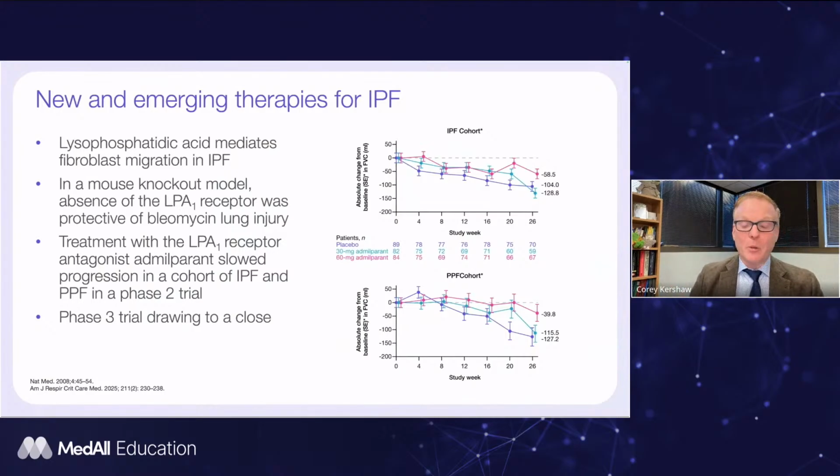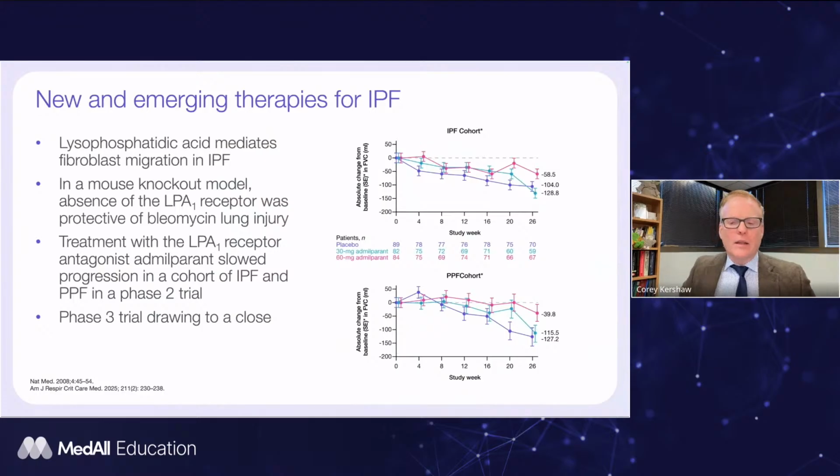That is admilparant. Admilparant is an LPA1 receptor antagonist, and in a phase 2 study, as you can see here on the right, it slowed the progression of vital capacity loss in a cohort of IPF, as well as a separate cohort of progressive pulmonary fibrosis.